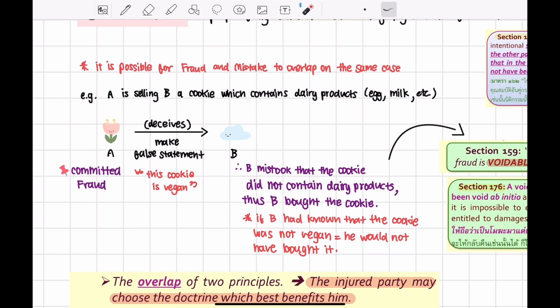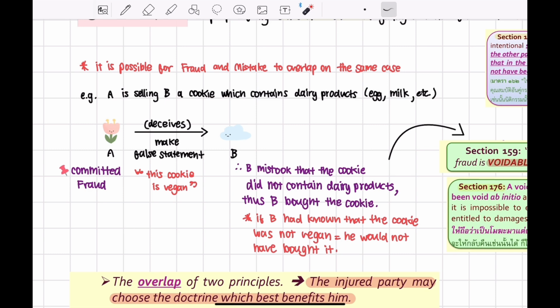So like in this example here, if B has another friend, C, and C is the one who recommends this cookie to B and says that the cookie is vegan, while A didn't say the cookie was vegan, it's B's friend C who told B that the cookie was vegan. In that case, A did not know of the existence of C at all, so the contract won't be voidable.